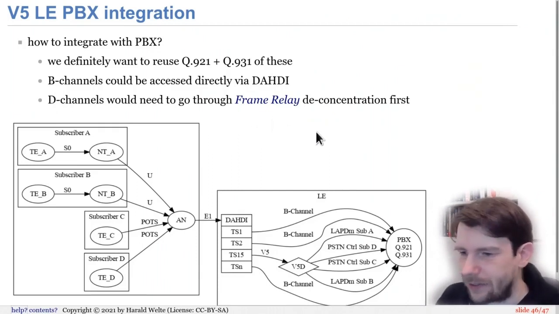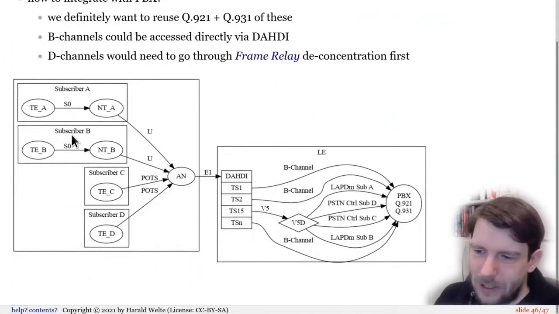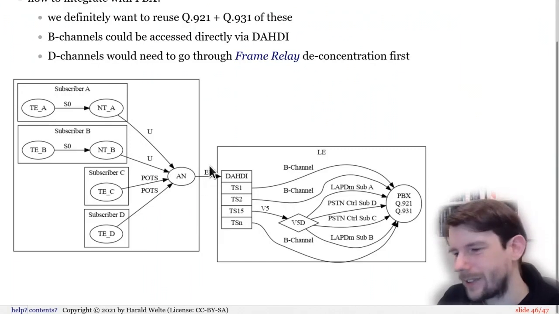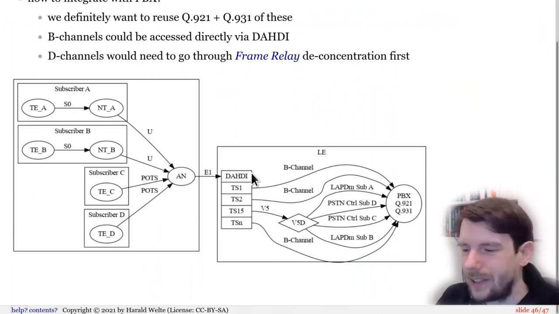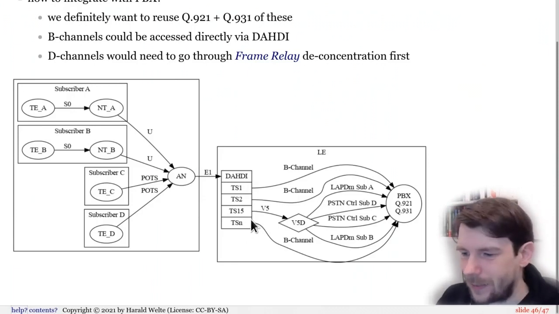And in the end, it will have to look something like this. So we have the various subscribers. We have 2 ISDN-based subscribers here, and we have 2 analog subscribers in this diagram to symbolize it. They are connected via their subscriber loop line to the access network. The access network connects with the E1, which carries the V5 interface that goes into some DAHDI-capable device, whether a Digium card or ISDN USB. And then that exposes the different time slots like normal, with file descriptors per time slot. And the time slot 15 for signaling handles the V5 protocol.